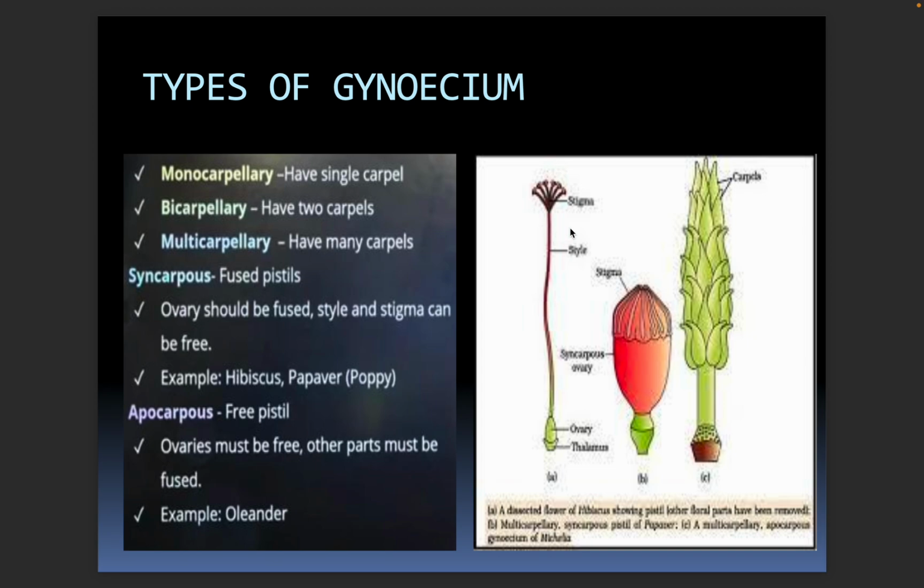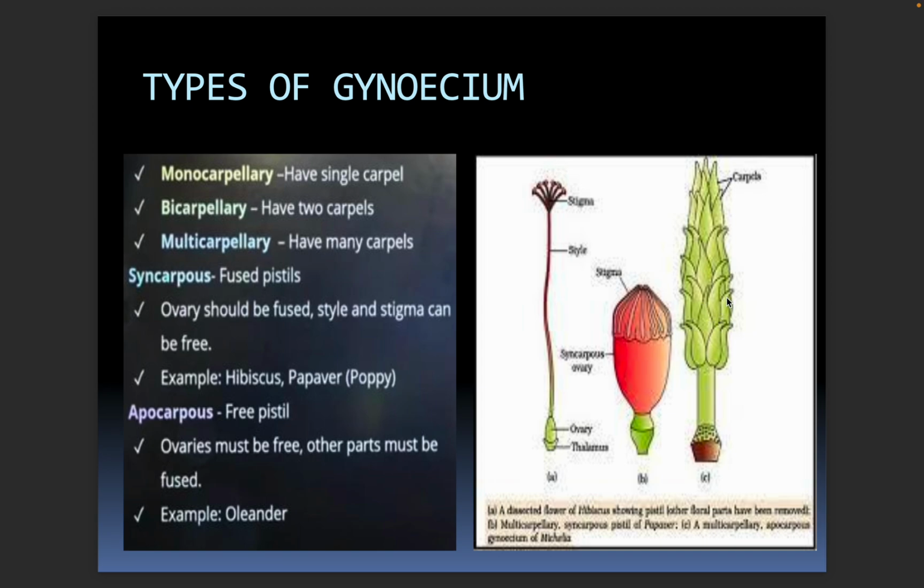And you can see this structure in hibiscus, in the madar flower. As well, you can see the same in papaver. So they are all fused together, right? Fused in a form like this. See, they all come together, and you can see at the ovary point they are fused: 1, 2, 3, 4, 5, 6. So this is called syncarpous. On the other hand, apocarpous means the ovaries are basically free. You can see this apocarpous ovary.